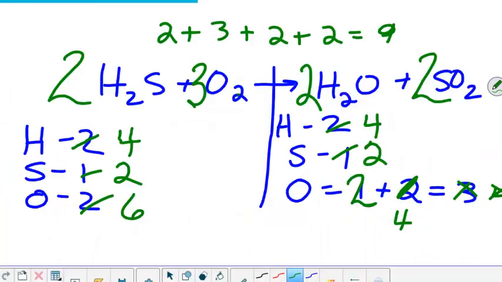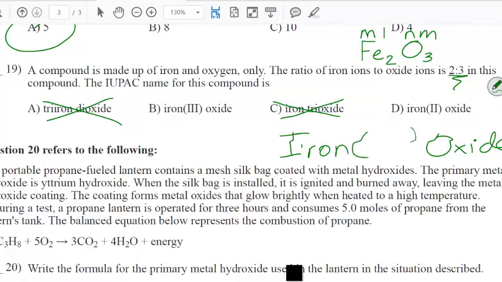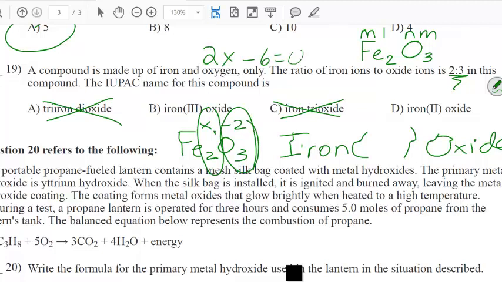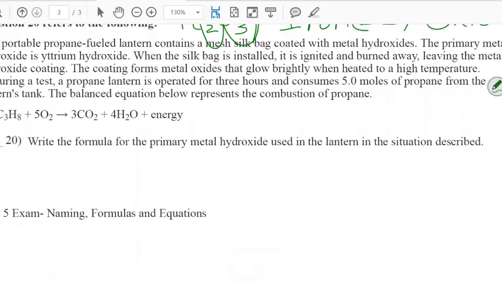Whoops. I forgot where I am here. So what is the charge going to be here? So we have Fe2O3. This is the x, that's -2. I got that from its box. So bottom times top, 2x, bottom times top, minus 6 equals 0. 2x equals 6, x equals 3. Iron(III) oxide.